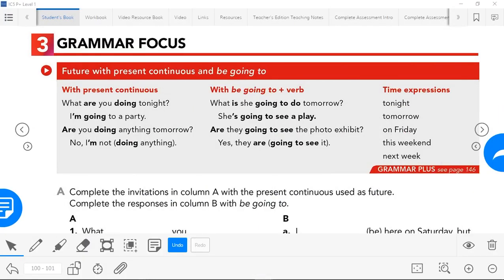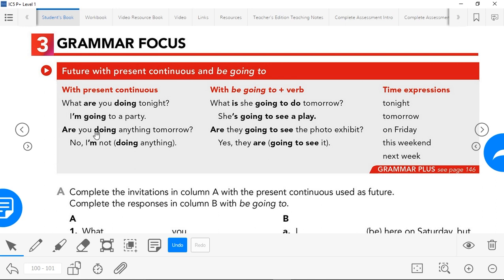Now, let's see the grammar that we have here. Okay? With present continuous, what are you doing tonight? Here, the time expression is tonight. Since we already know that it's talking about tonight, we don't need to mention it again. I'm going to have a party. Or you can say, I'm going to have a party tonight. But that would be redundant.